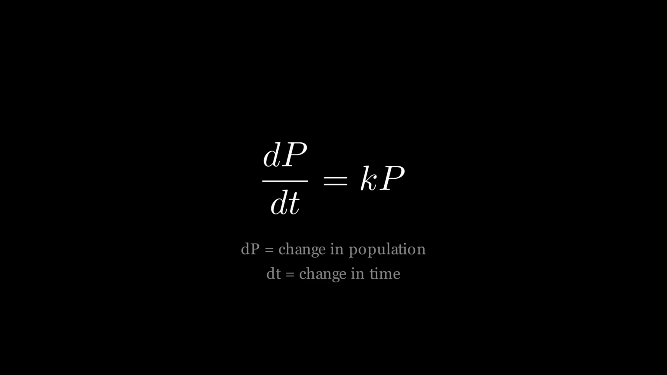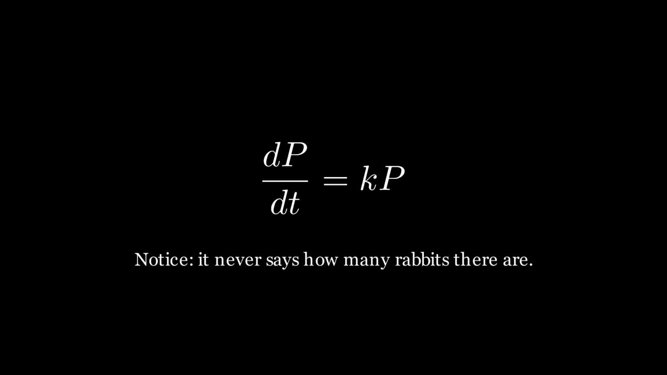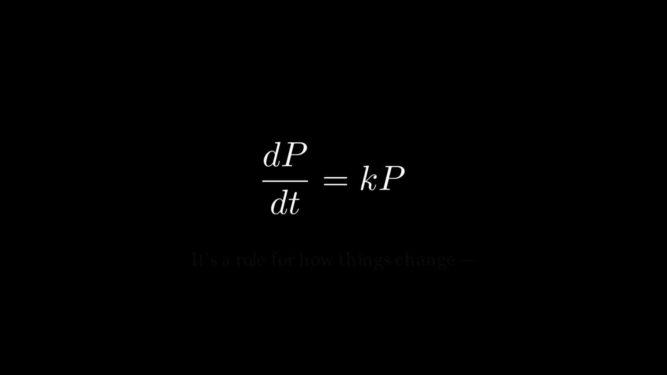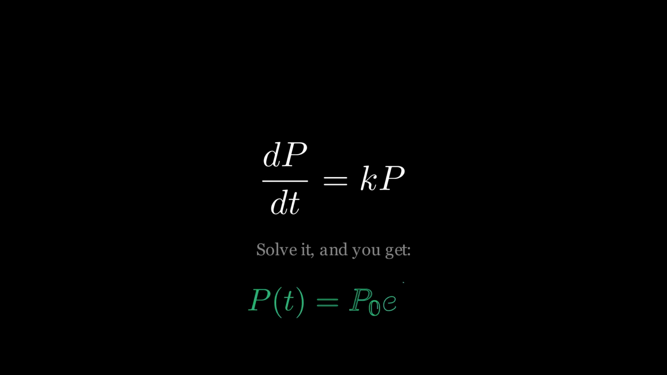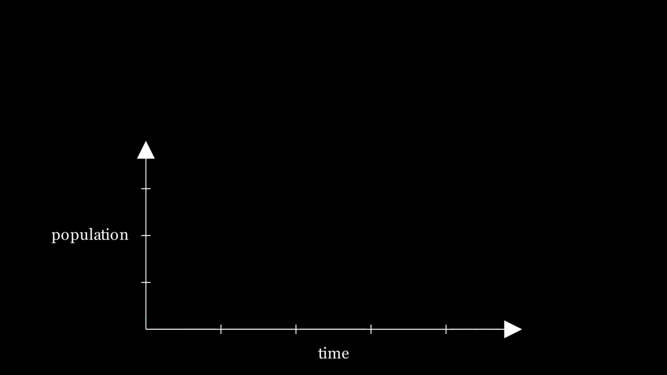So in order to map out this rate of change, I want to make an equation for it. dP, the differential for the population, divided by dt, the differential for time, equals some constant k times P. Notice how I never said how many rabbits there are. A differential equation doesn't need the population itself. Rather, it creates a rule for how they change. And if we solve this differential equation, it means we are finding the function that obeys this rule. And here is an exponential growth function. And that's the entire idea.